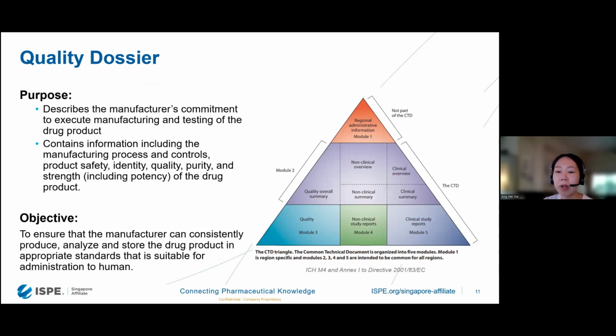Since today's topic is on the manufacturing aspect of ATMPs, I will be focusing on the modules related to the quality. The purpose of the quality dossier is to describe the manufacturer's commitment to execute manufacturing and testing of the drug product. It contains information including the manufacturing process and control, product safety, identity, quality, purity, and strength of the drug product. The objective is to ensure that the manufacturer can consistently produce, analyze, and store the drug product to appropriate standards that are suitable for administration to humans.